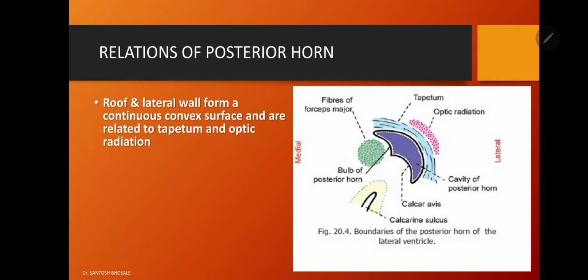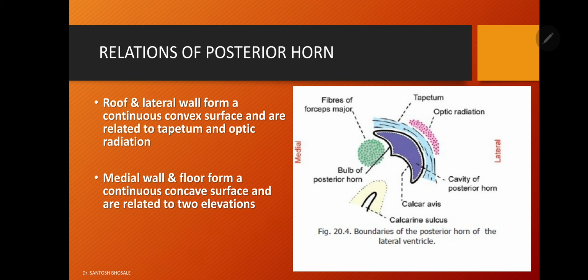You can see that. So roof and lateral wall form a continuous convex surface and are related to tapetum and optic radiation, whereas medial wall and floor form a continuous concave surface and are related to two elevations. That is the bulb of the posterior horn formed by the forceps major, and calcar avis formed by the calcarine sulcus.